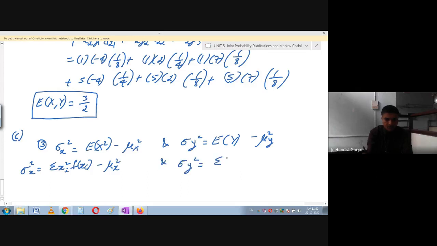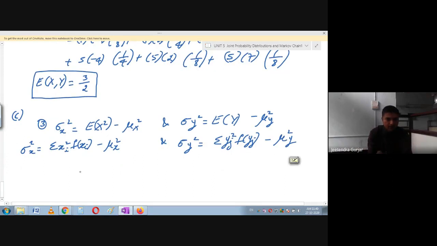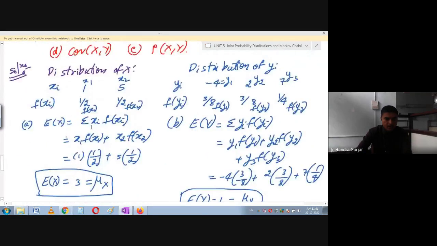So this is sum of yj square into f of yj minus mu square y. Now I can just simplify this, students, like this. So I think this is x1, y1 I have come across. So just substitute x1 first, that is 1. Then for this x1, I have corresponding value. F of x1 is 1 upon 2, then x2 is 5, f of x2 is 1 upon 2. Similarly here y also, y1 is minus 4, f of y1 is 3 upon 8.